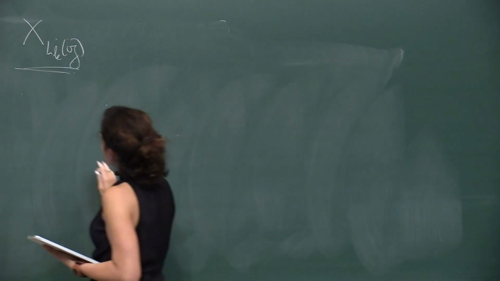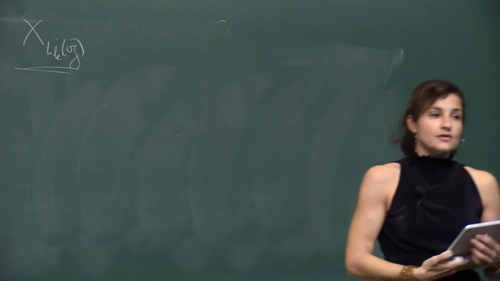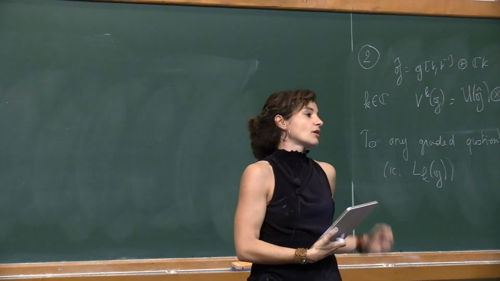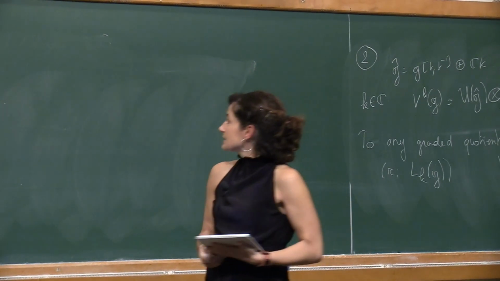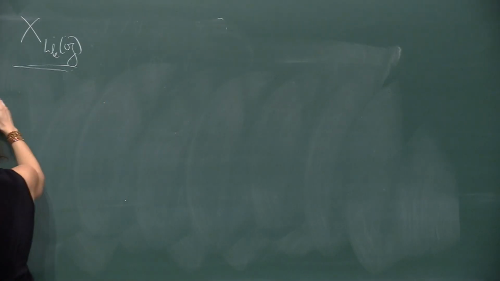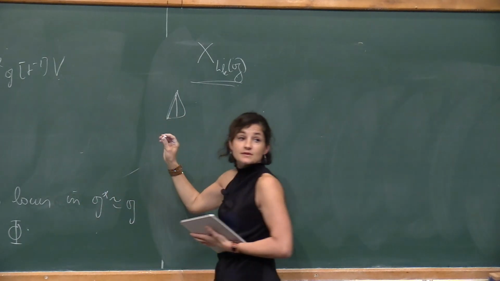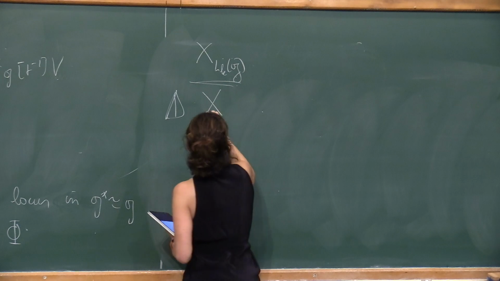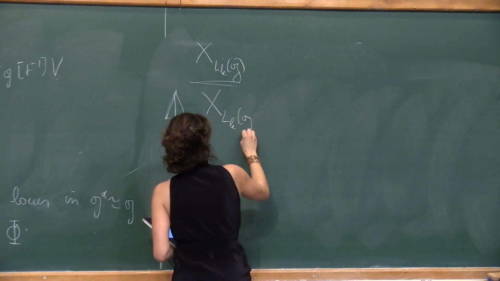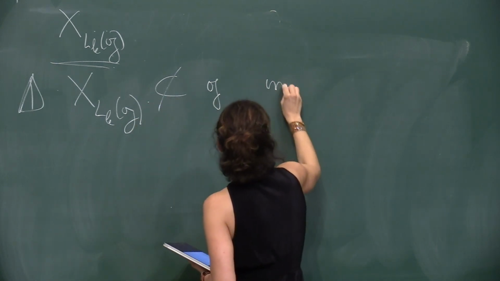In general, this is difficult to compute, but for some family of K, we know how to compute this. Maybe I would like first to mention that the main difference is that, in general, this is not contained in the nilpotent cone. So this is the main difference, in general.